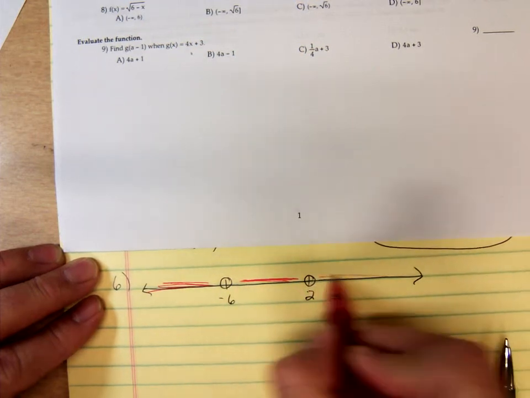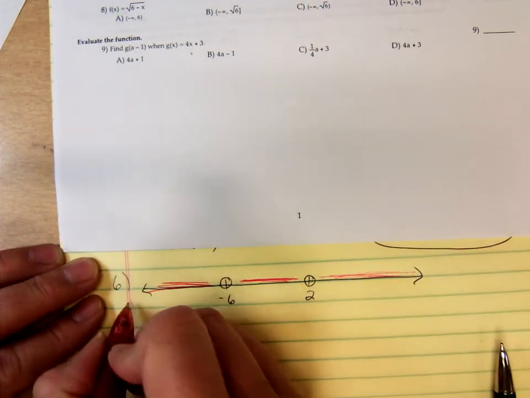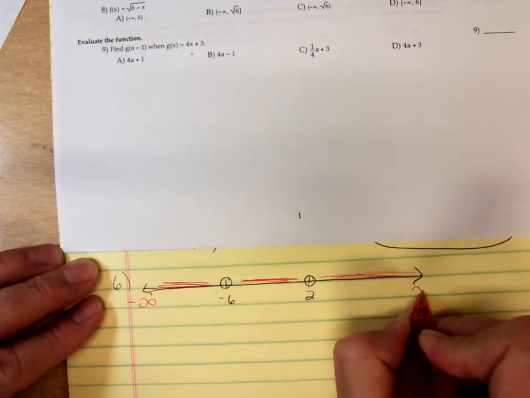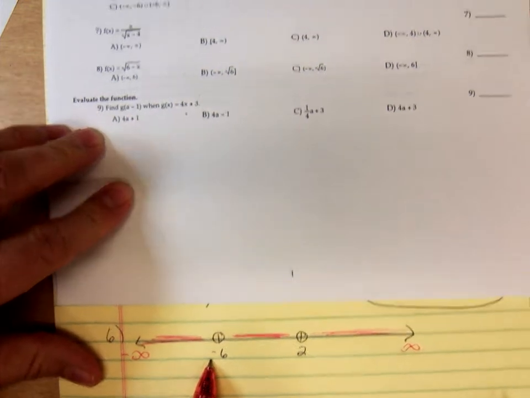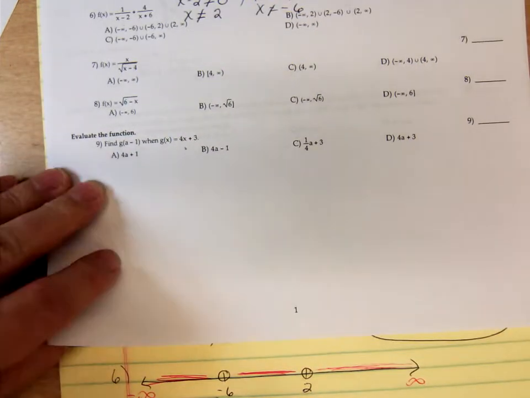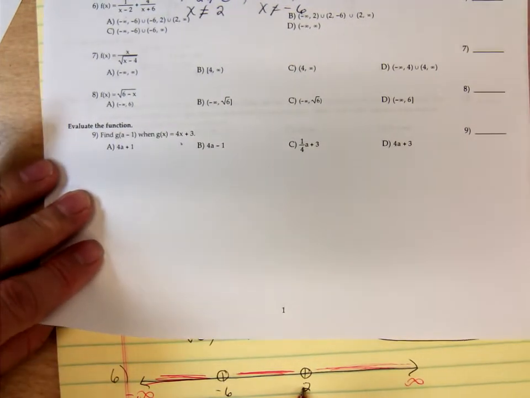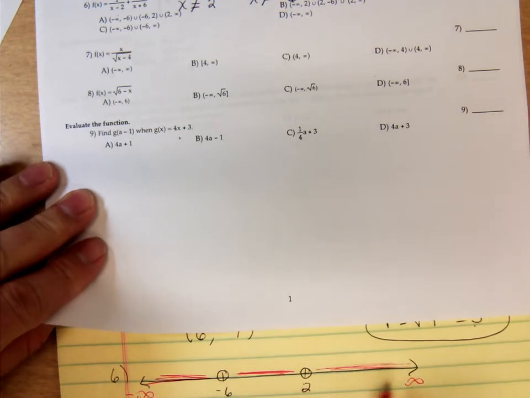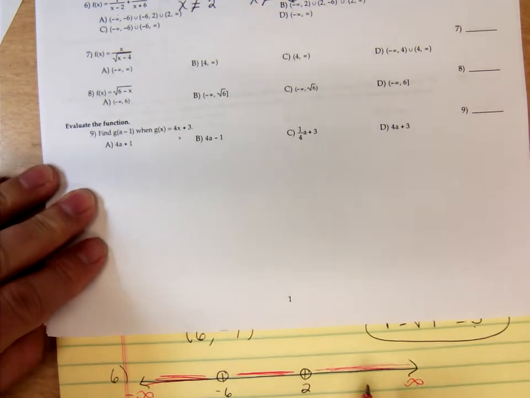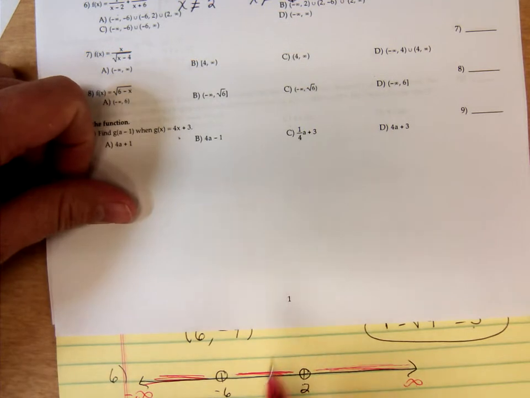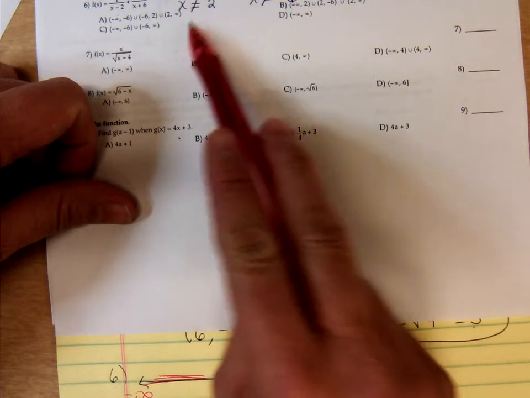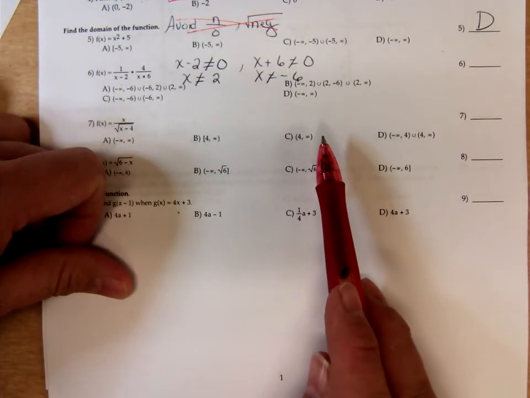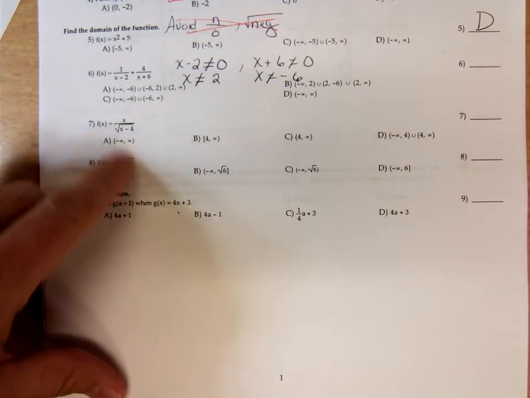So maybe you can see this in your head, or I'll sketch it out. So the interval notation would be negative infinity to negative 6, then negative 6 to 2, and 2 to infinity. So look closely. This one has a 2 and negative 6 in it. So there's two answers that have 2 and negative 6. But the one that's the correct one, let's see.